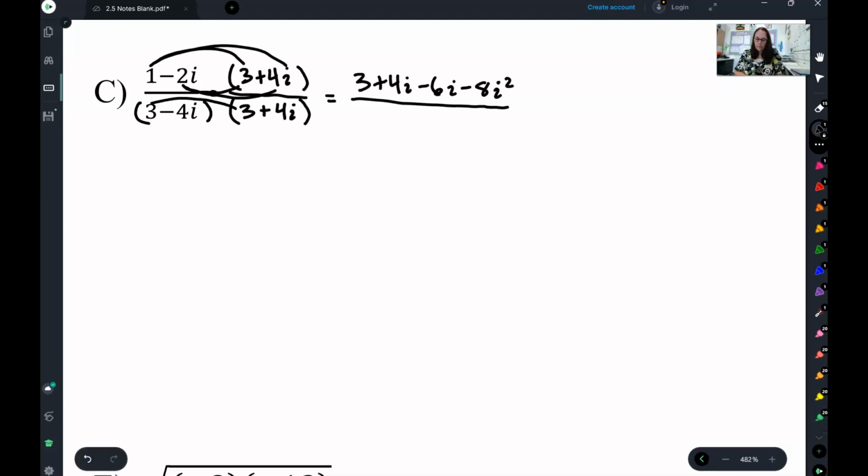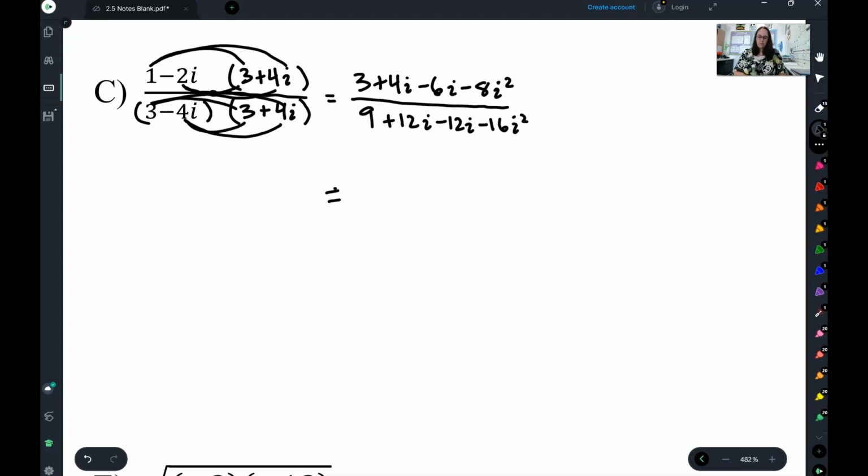On the bottom, 3 times 3 is 9. 3 times 4i is 12i. Negative 4 times 3 is minus 12i. And negative 4i times positive 4i is negative 16i squared.